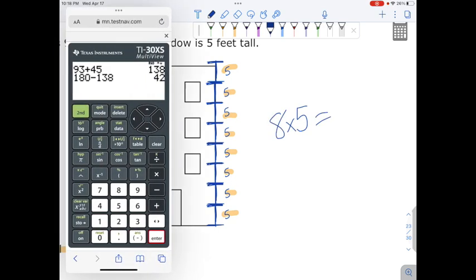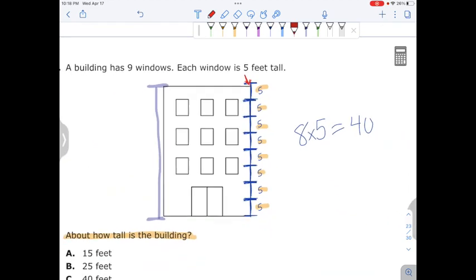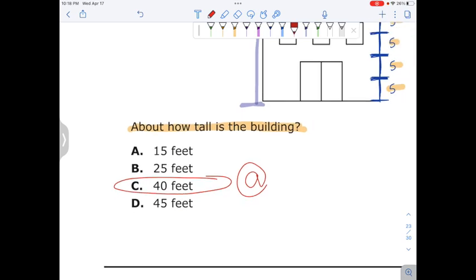Pretty sure I know the answer to that. 8 times 5 is 40. Now, it's not exactly, because you can see that there's a little bit of extra hanging out right here. It doesn't perfectly match, which is why it says about how tall is the building. C is the best answer. If you have C, you can give yourself an A and circle it for the @ sign.